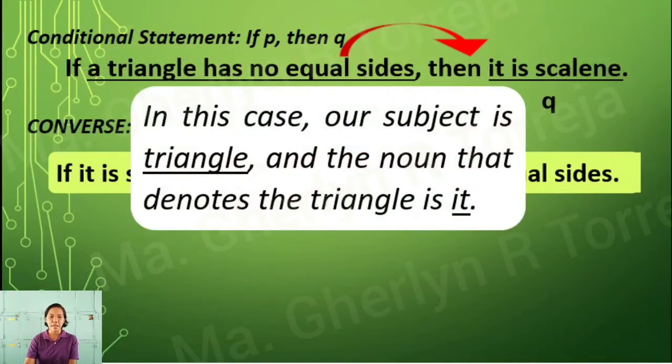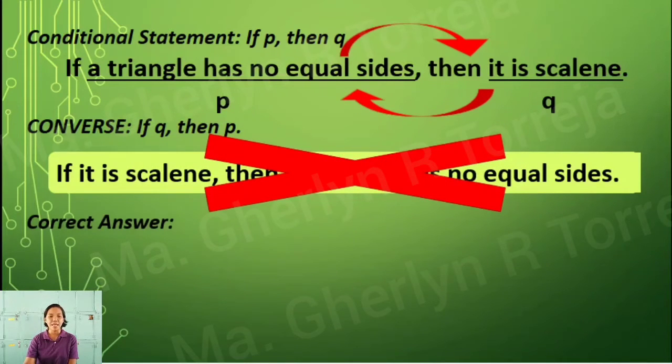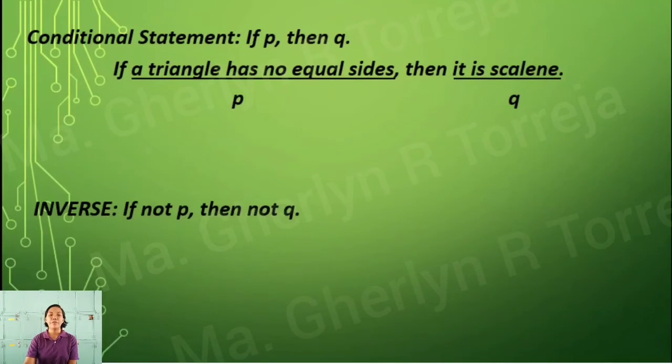In our case here, our subject is triangle, and the noun that denotes the triangle is the word it. So, dapat, unang i-mention yung word na triangle kaysa doon sa it. Therefore, our correct answer is, if a triangle is scalene, then it has no equal sides. Malinaw po ba? Magaling.